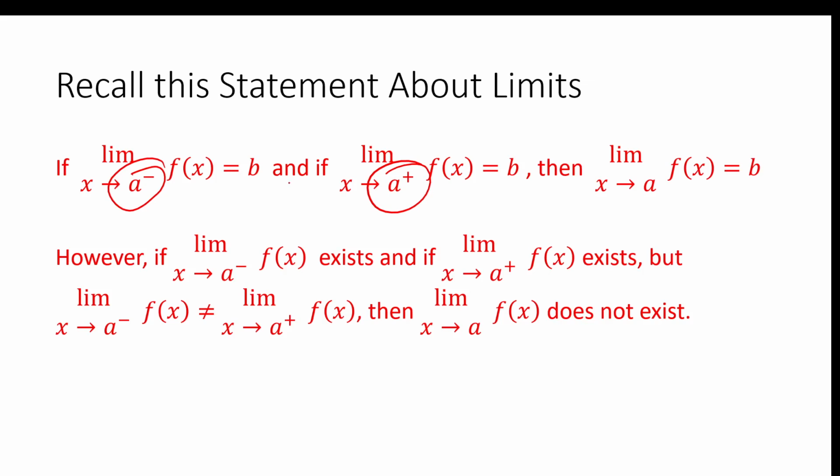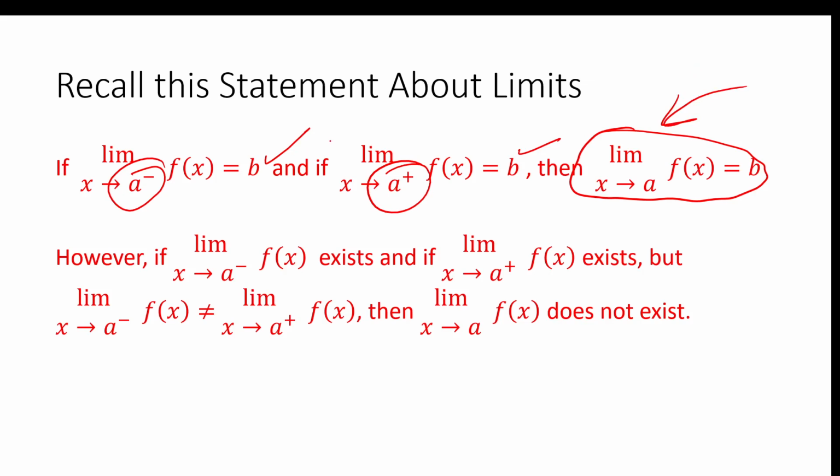Something we learned in a previous video was that if the limit as x approaches a from the left of f of x equals b, where a and b are real numbers, and if the limit as x approaches a from the right of f of x equals b, then we can say the limit as x approaches a of f of x equals b. This last statement, the one I'm pointing to with an arrow, is not a one-sided limit, that is the limit.